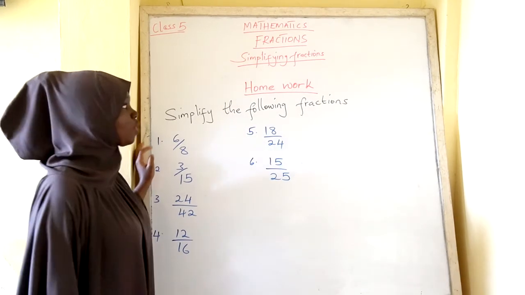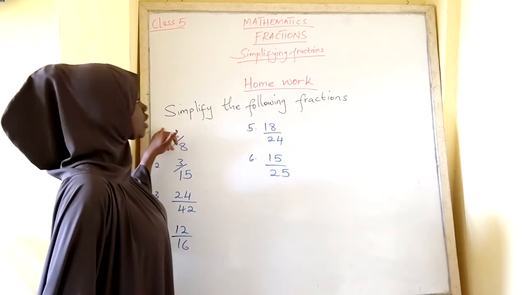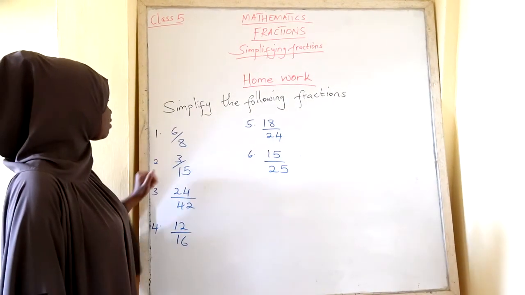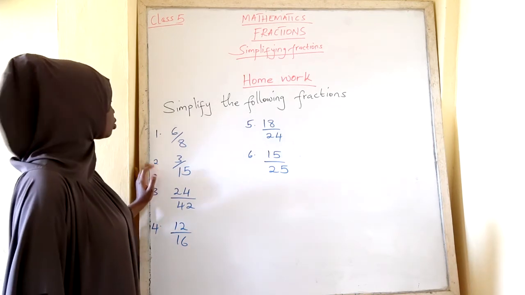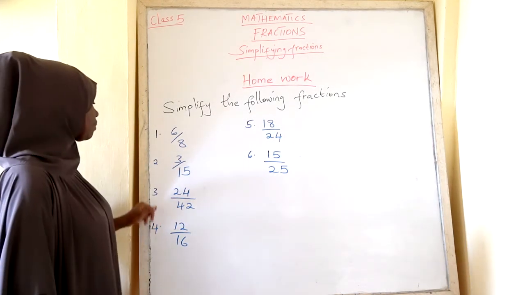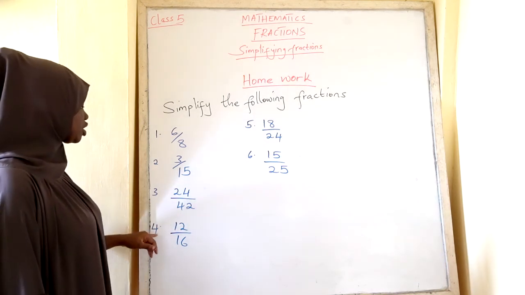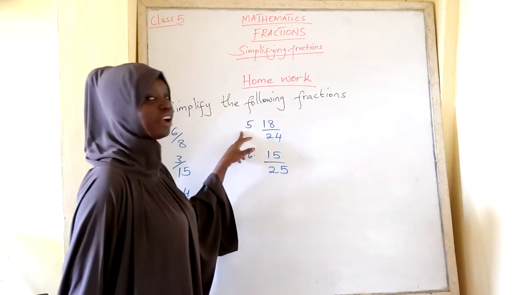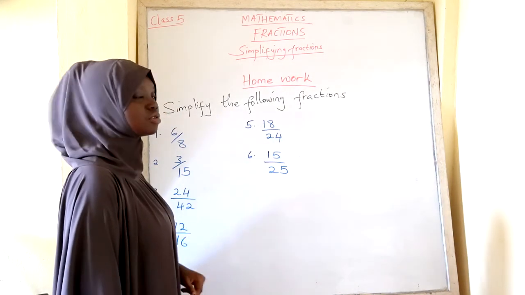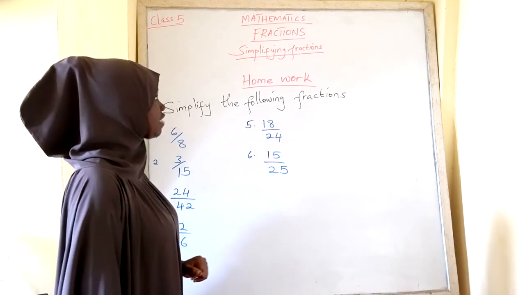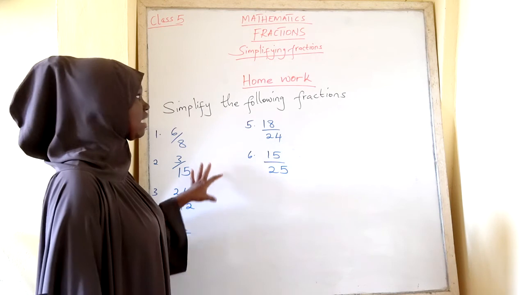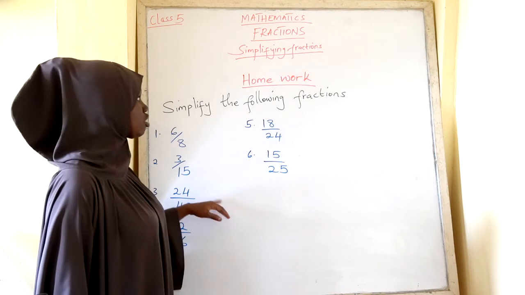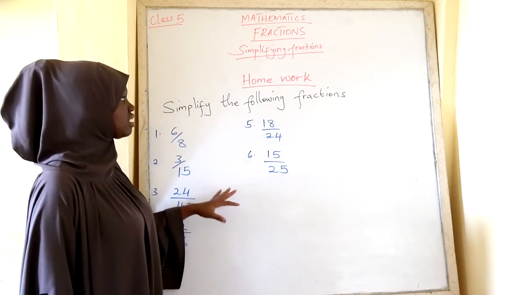Okay, I have some homework for you, and the question is, simplify the following fractions. Number 1, we have 6 over 8. Number 2, we have 3 over 15. Number 3, we have 24 over 42. Number 4, we have 12 over 16. Number 5, we have 18 over 24. Number 6, we have 15 over 25. And as I have said, there are other fractions that you can simplify further. They have got more than 2 divisors. So if you get such a fraction, don't leave it hanging.